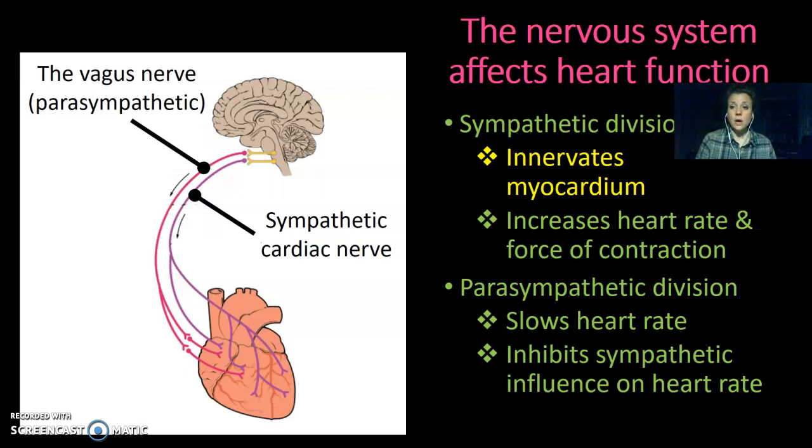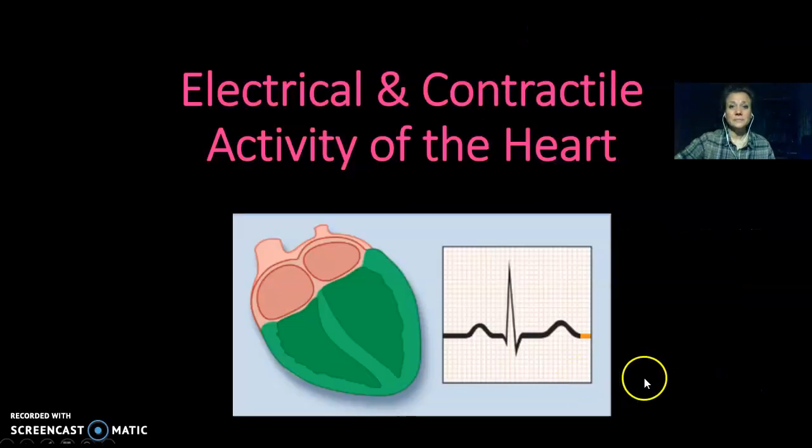So, if you are under stress or if you feel threatened, even if you feel threatened because you have to create a flip grid for anatomy class, then that could start your heart pumping maybe a little bit faster than what it normally would. So that would be your sympathetic division. Your parasympathetic division is going to do the opposite, and it will slow your heart rate down.